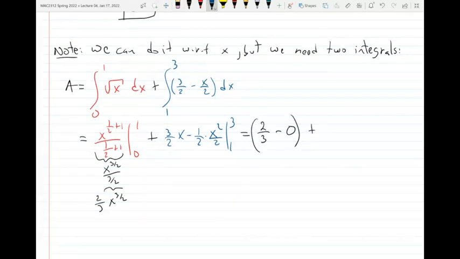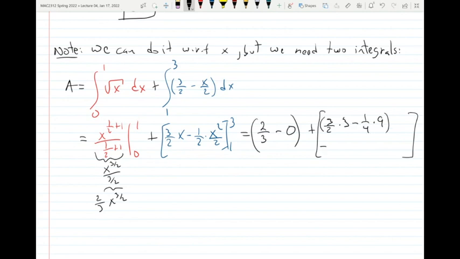And plus, now from the blue part, we plug in 3, so that's going to be, let's see, that's going to be 3/2 times 3 minus 1/4 times 9. Then minus, I plug in 1, that's 3/2 minus 1/4.